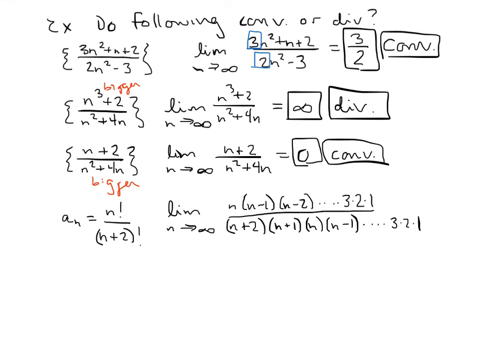Then notice that a bunch of stuff is going to cancel out. We're going to get all of those n's all the way to 3, 2, 1 in the top to cancel, and the same thing is going to happen in the denominator. What we're left with is something very big in the denominator. So essentially we have 1 over n plus 2 times n plus 1. The power in the denominator is bigger. This goes to 0. It's going to converge.